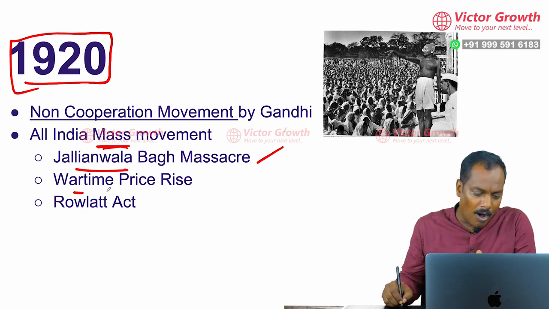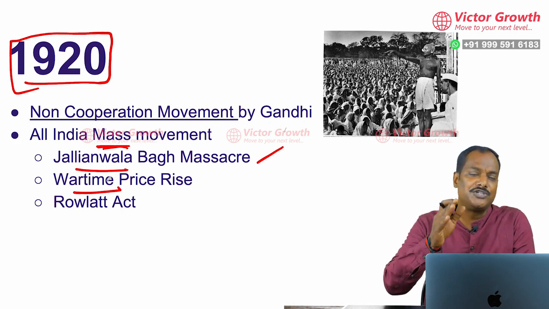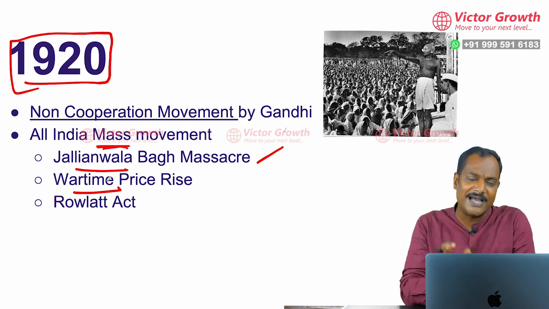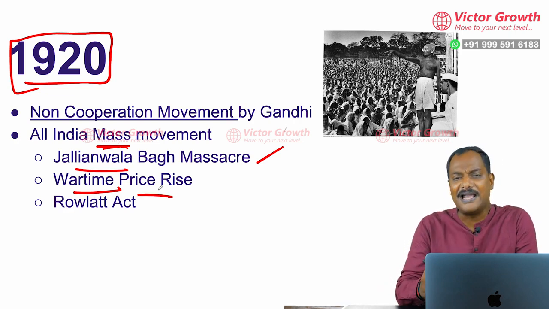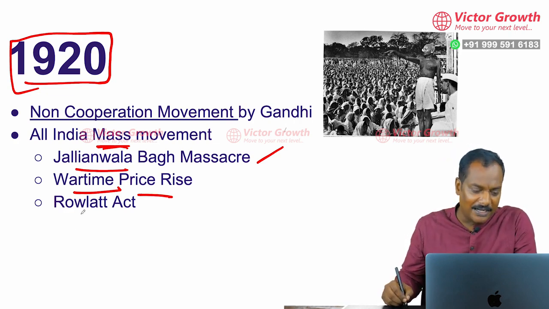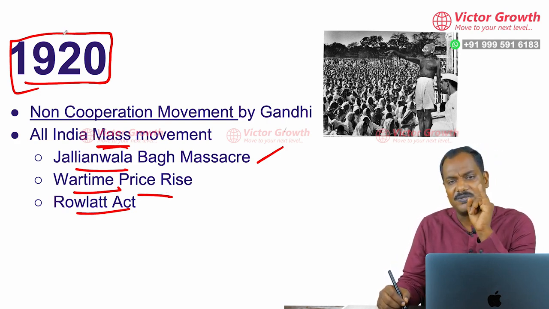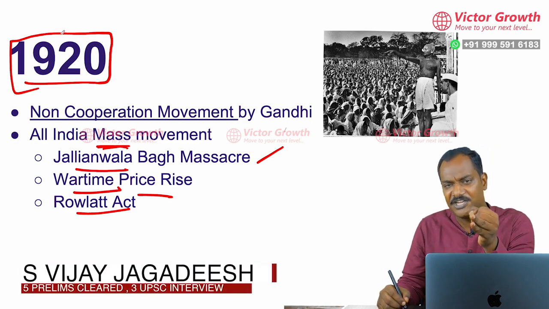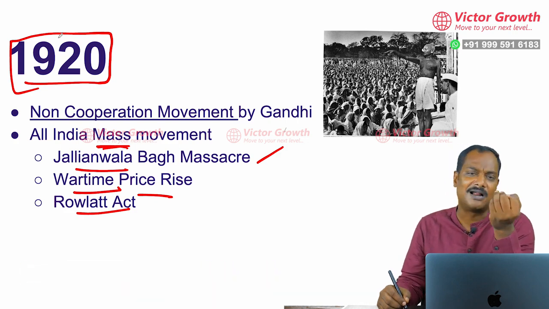Then wartime price rise. You know, war happening is not good for anybody. Because of war, the British took away all the resources from India. All the food grains were diverted for the British army, thereby causing scarcity of food and a famine-like situation in India. And against the Rowlatt Act. So there are three reasons why the non-cooperation movement was started. The first one is the Jallianwala Bagh massacre. Second one is wartime price rise, inflation basically. People are not able to buy food. It is very costly. And third one is the Rowlatt Act.